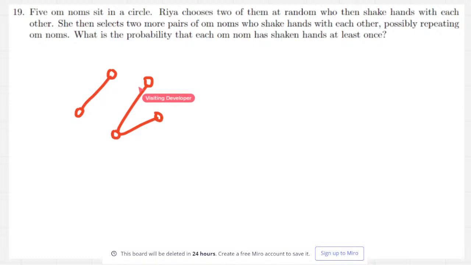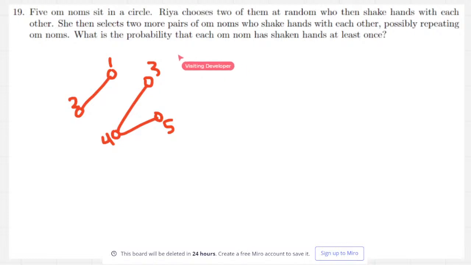So we have, basically, this is the only case where we have omnoms, let's just say these are 1 and 2 connected, either 3 and 4 which are connected, and 5 which is connected to any of the other omnums. And so we're assigning the labels 1, 2, 3, 4, and 5 arbitrarily, since all the omnums can essentially be replaced by each other.